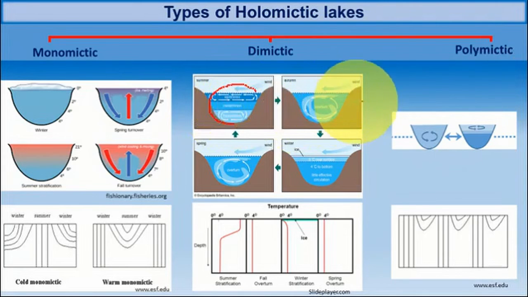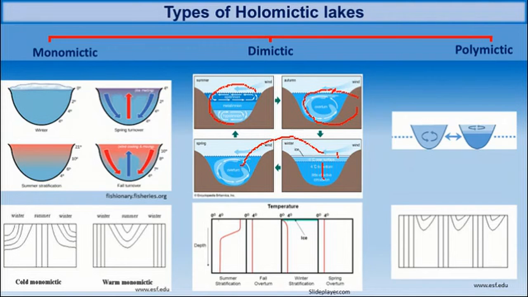Then you can come to the next season, autumn. During autumn you can find the mixing of water takes place through the circulation of the wind. A similar situation you'll find here, and then you'll find the two layers again: a layer at the top which is ice, and a layer at the bottom which is water at 4 degrees Celsius. So this is how it is called a dimictic lake. They have two different forms.